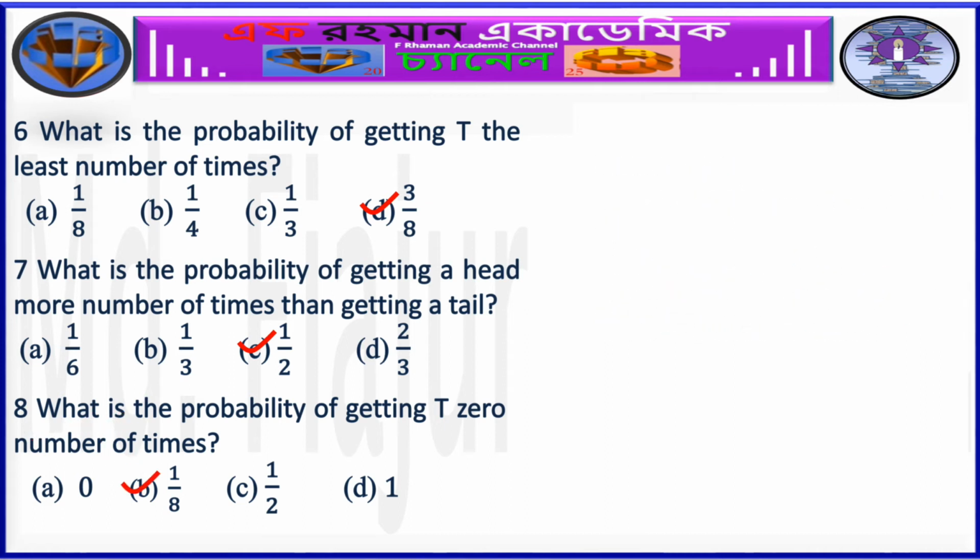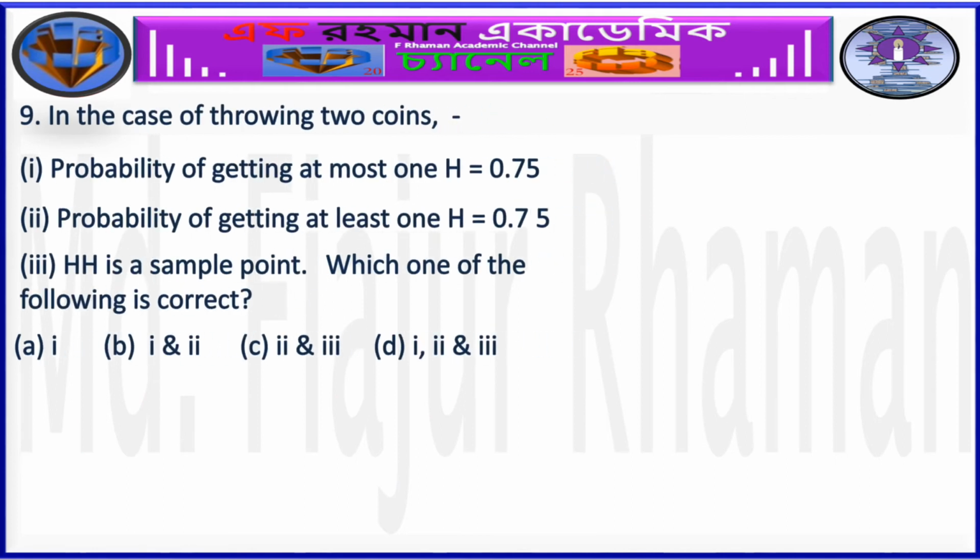MCQ 9. In the case of throwing 2 coins: 1. Probability of getting at most one head is equal to 0.75. 2. Probability of getting at least one head is equal to 0.75. 3. H is a sample point. Which one of the following is correct? A, 1; B, 1 and 2; C, 2 and 3; D, 1, 2 and 3. Let us find out the correct answer.